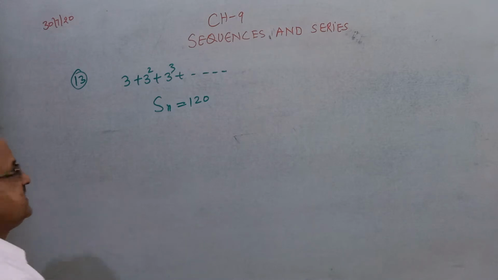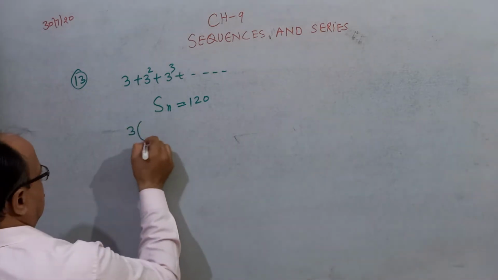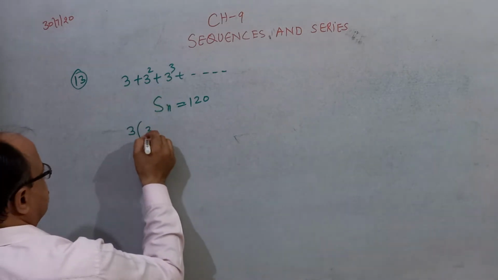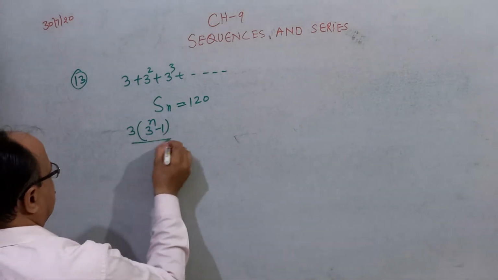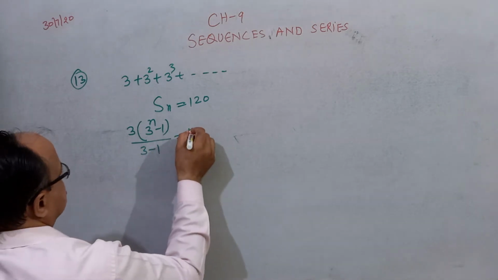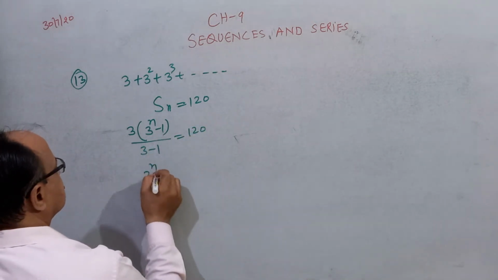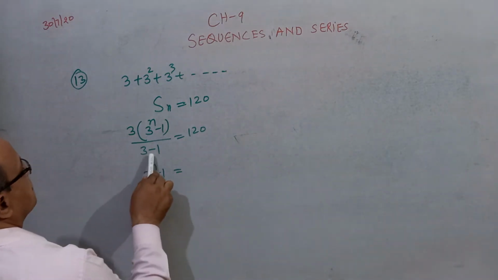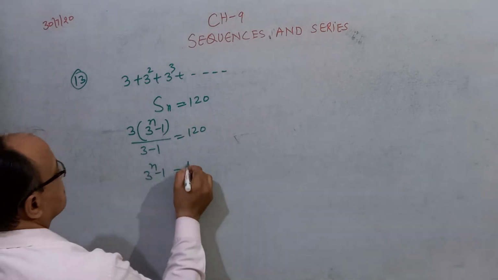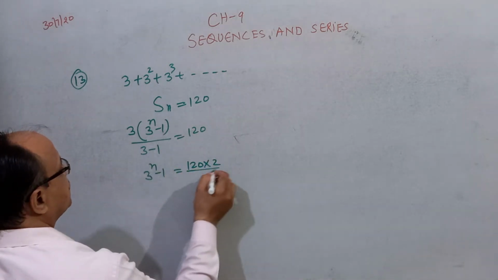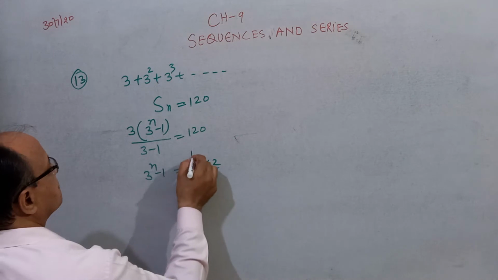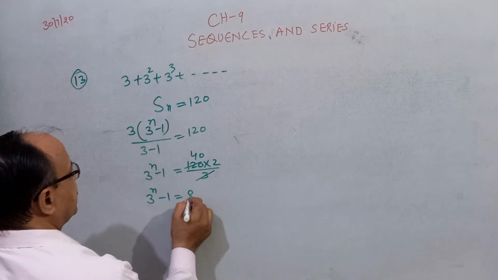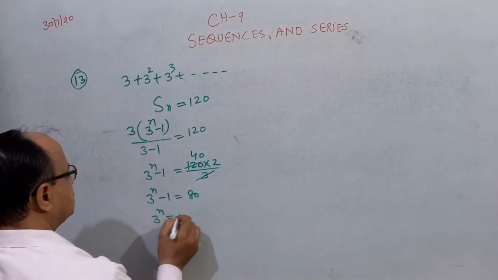And the formula for Sn: A is 3, R, that is second term divided by first, is also 3. So 3 into 3 to the power n minus 1 upon 3 minus 1 is 120. From here you can find the value of n. This is 2 and this is 3. Cross multiply. 120 into 2 upon 3. It will cancel. That is 3 to the power n minus 1 is equal to 80. 3 to the power n is equal to 81.